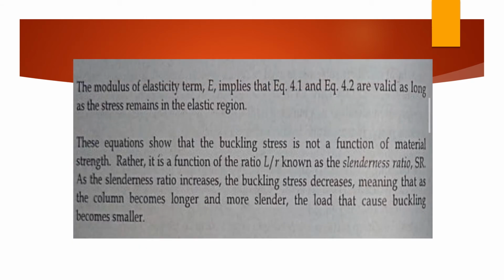The modulus of elasticity term E implies that equation 4.1 and equation 4.2 are valid as long as the stress remains in the elastic region. This equation shows that the buckling stress is not a function of material strength. Rather, it is a function of the ratio L over r, known as the slenderness ratio, SR. As the slenderness ratio increases, the buckling stress decreases, meaning that as a column becomes longer and more slender, the load that causes buckling becomes smaller.